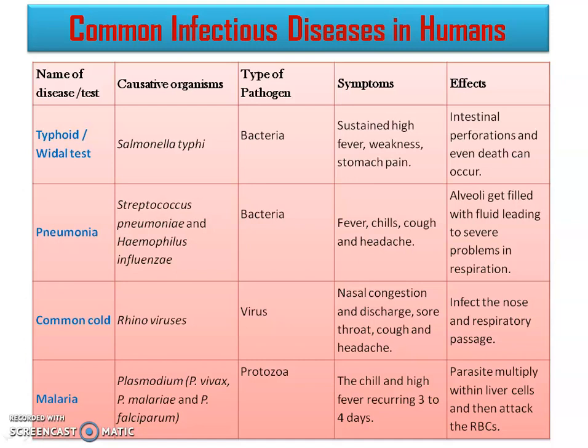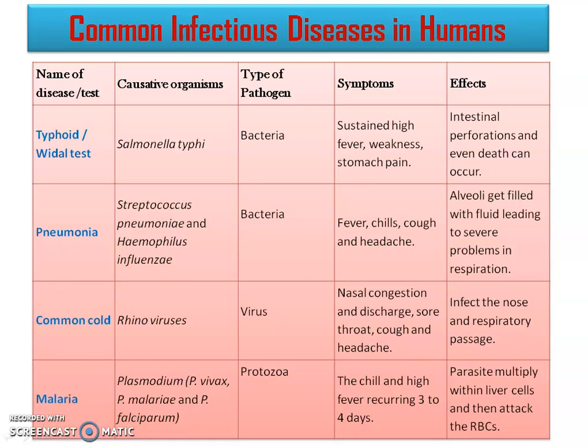So the common cold generally infects the nose and the respiratory passage. The next is malaria, which is a very harmful, dangerous type of infectious disease in human beings. I hope all of you have heard the name of malaria, which is caused by a protozoa named Plasmodium. Different types of Plasmodium are present. The most common ones are Plasmodium vivax, Plasmodium malariae, and Plasmodium falciparum.